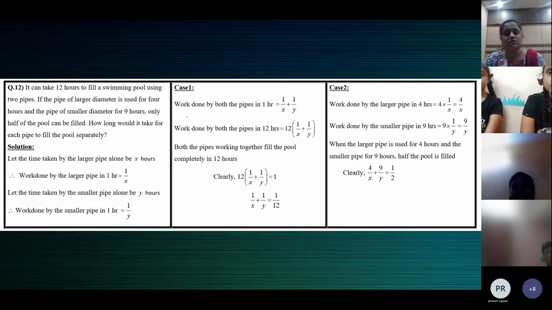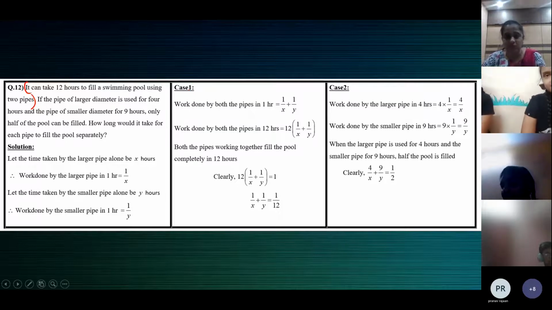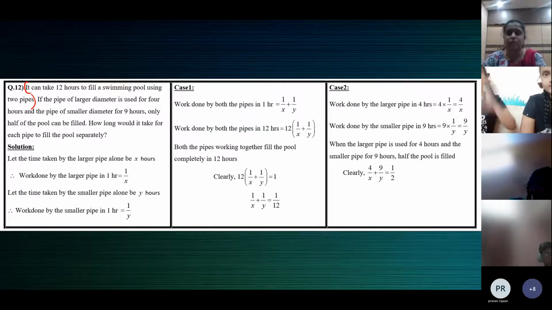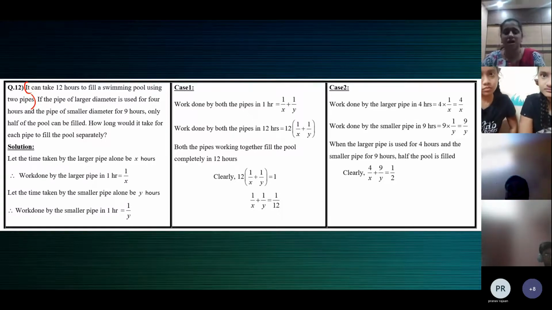So now, case 1, it takes 12 hours. When both the pipes are kept open, it takes 12 hours to fill the empty pool. The pool is empty, both the pipes are kept open, then the empty pool is completely filled in 12 hours. So how do we construct the equation?